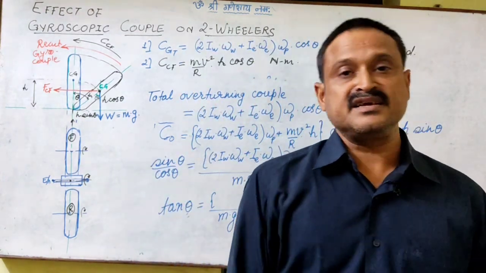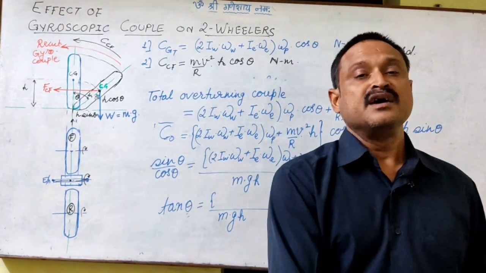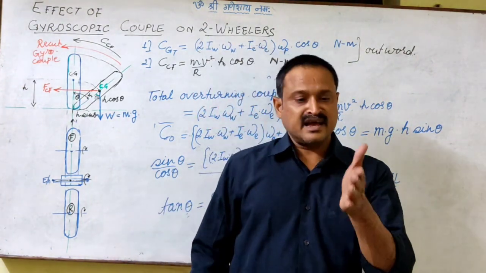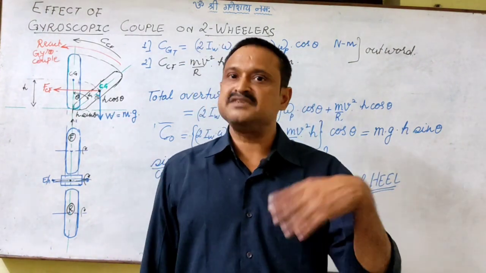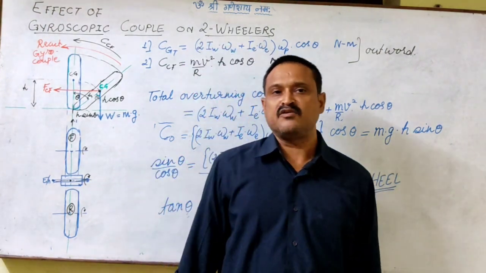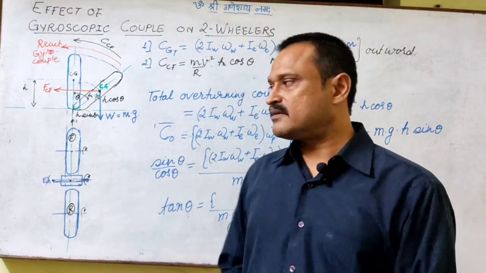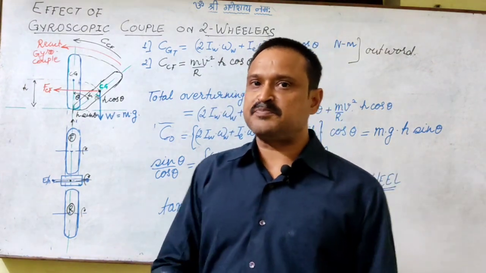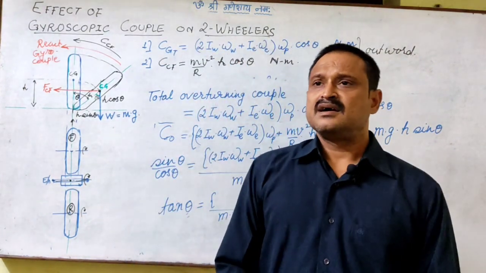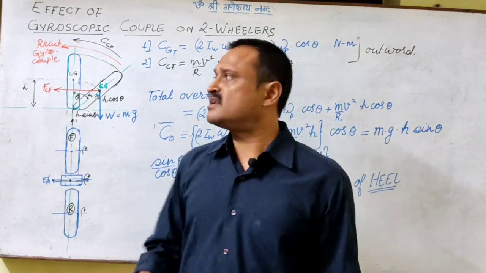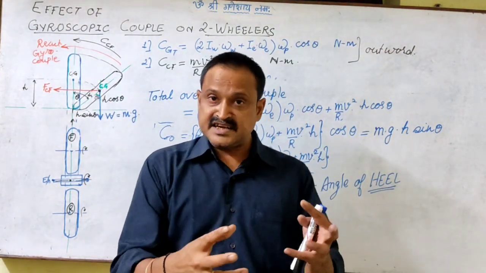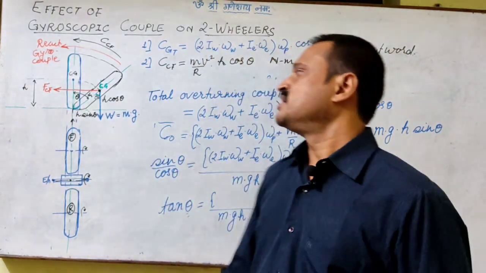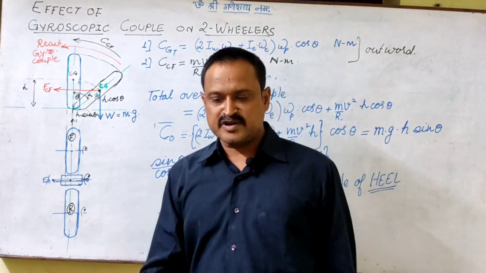So earlier we have been thinking that it is only the centrifugal force which might be influencing the angle of heel, by which we are again thinking of banking of roads and all, right? But here, when we have understood the gyroscopic effect, we see that due to the speed also, there is an additional overturning couple which is getting introduced into the system, which is not only the centrifugal force. Now this also gives us a scope into thinking.